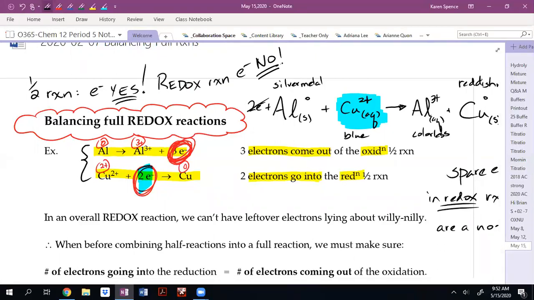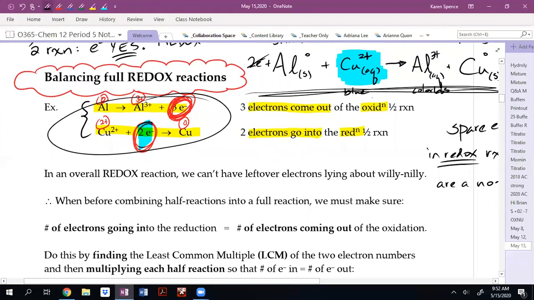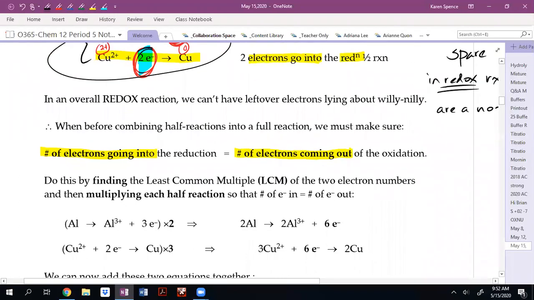And so what we're going to do is, before we actually combine these two into something that looks like that, we're actually going to make sure that the number of electrons going in is the same as the number of electrons coming out. And we do that by finding the least common multiple or lowest common multiple of the two electron numbers. And we multiply each half reaction so that the number of electrons going in equals the number of electrons going out.